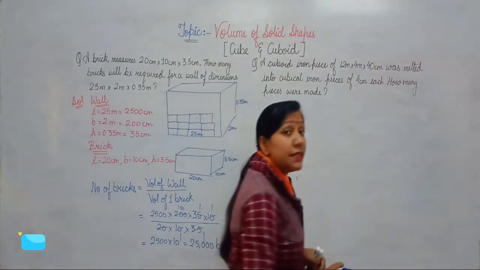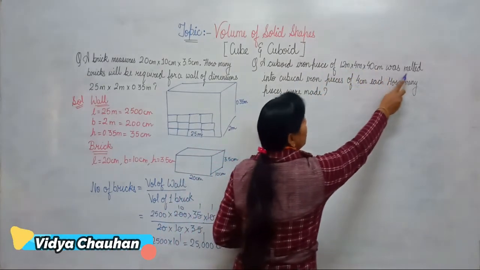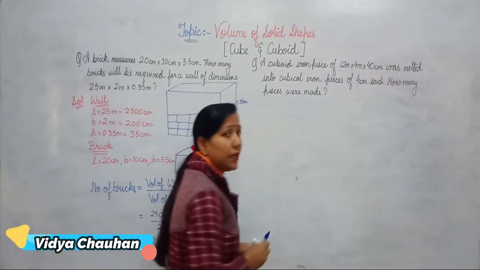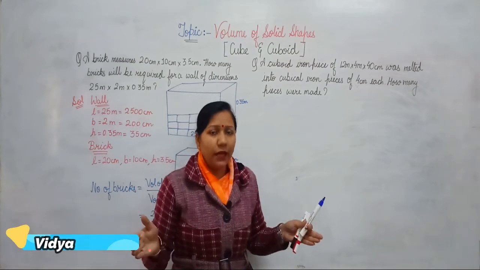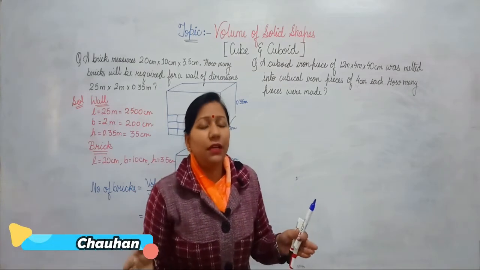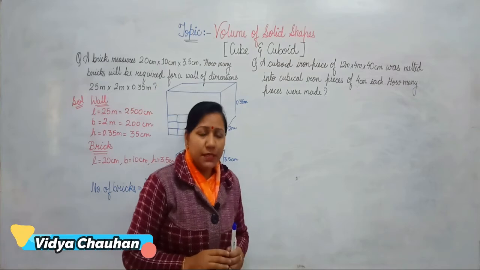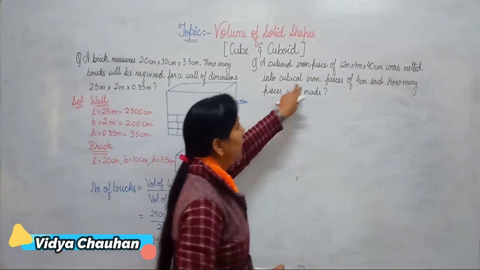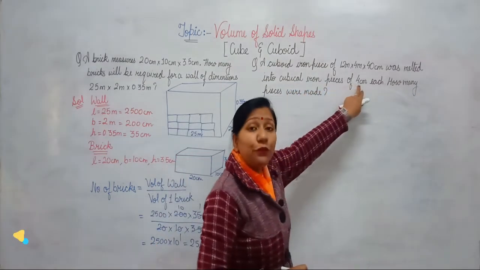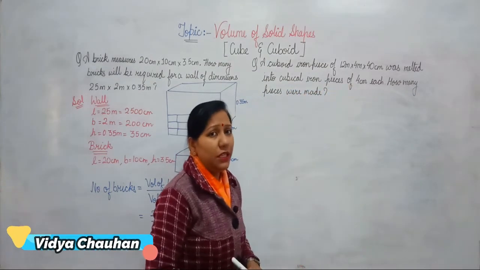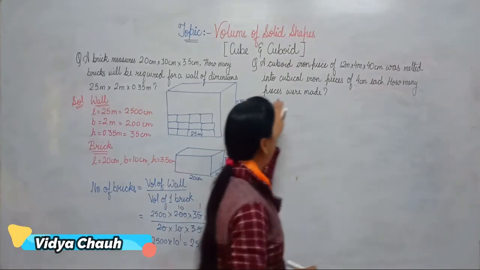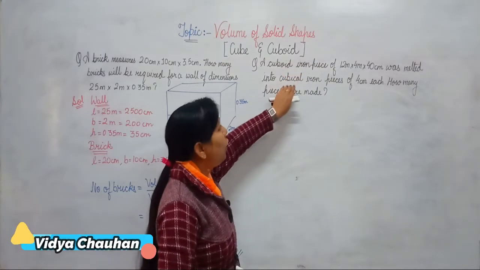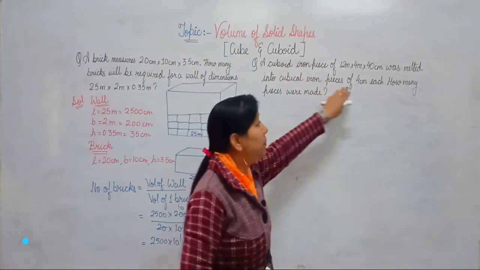Coming to the second question, in which there is a cuboid iron piece of dimension 12 meter by 4 meter by 40 centimeter, and this iron piece was melted into cubical iron pieces of 4 centimeter each. So there is a big cuboidal iron piece given to us, and we have melted that cuboidal piece, and after melting it, we have made small cubical pieces. The dimension of each cubical iron piece is 4 centimeter each. Then you have to find how many pieces were made.